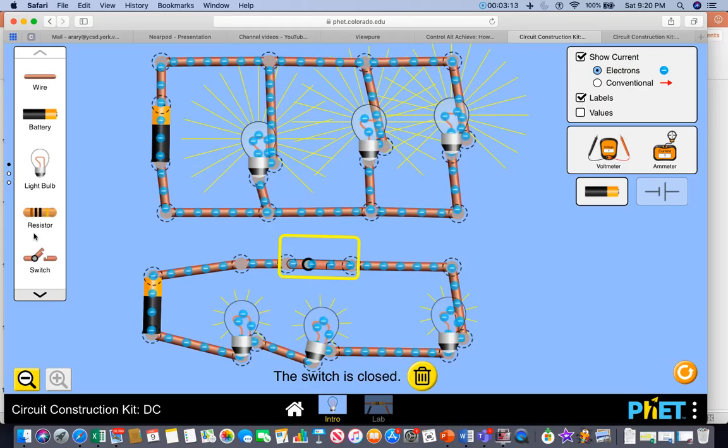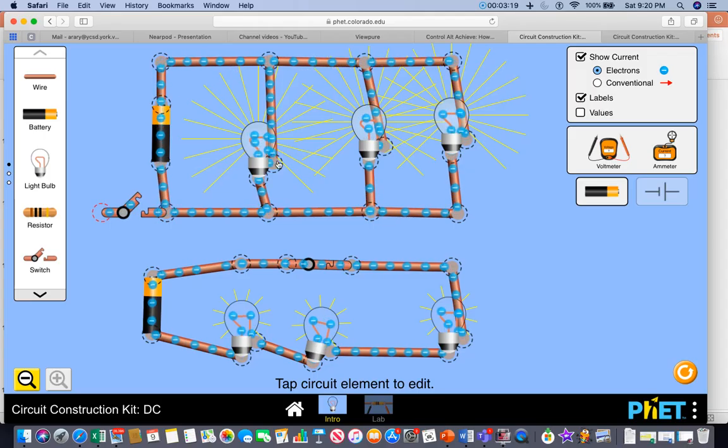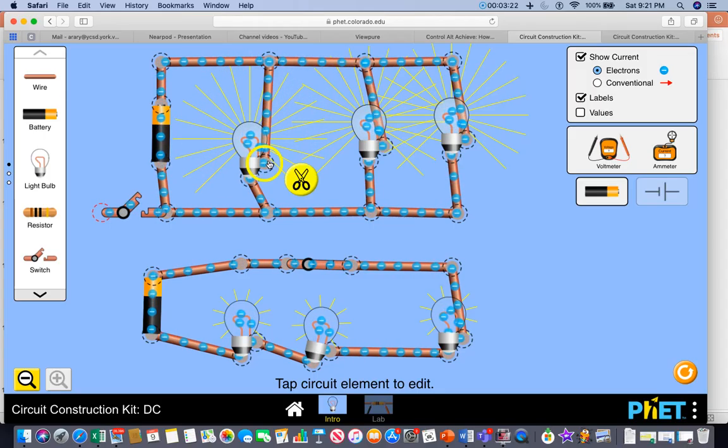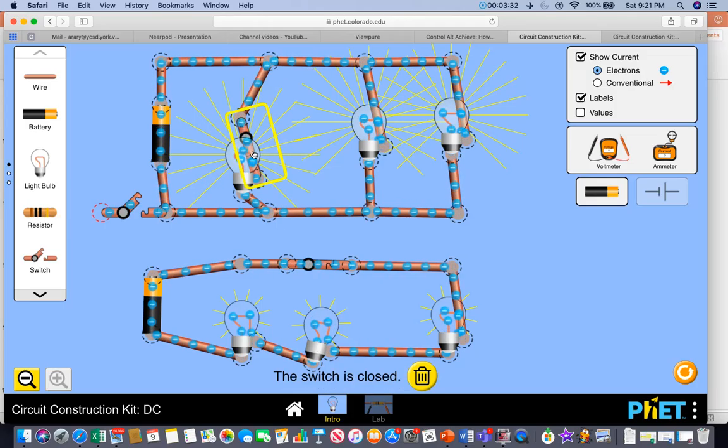Now, if I were to put a switch on my parallel circuit, I can control one light bulb at a time. So let's try that. I'm going to stick a switch right in here. So I close it and that light bulb works. I open the switch and I can turn off that light bulb.